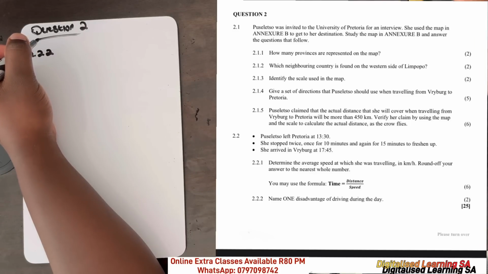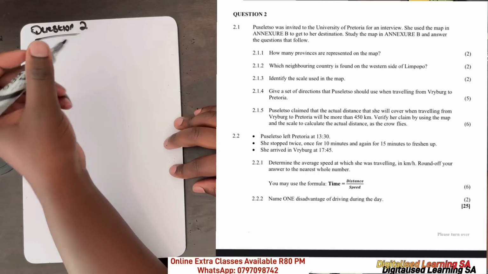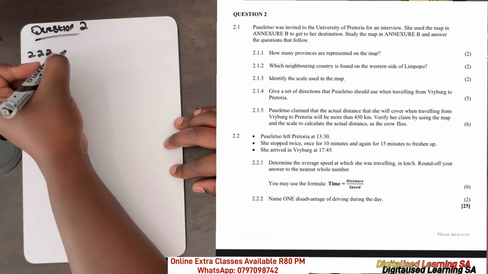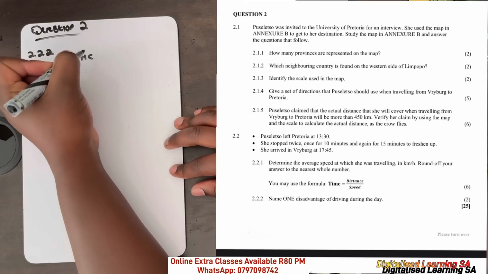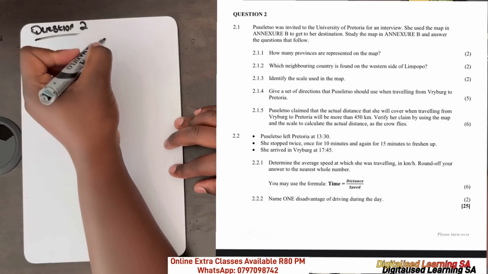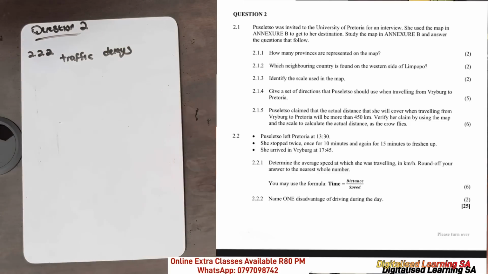So now let's move to the last question of question 2, which will be question 2.2.2. Question 2.2.2 says name one disadvantage of driving during the day. So during the day, most people are driving, so there are likely to be more cars on the road. So a disadvantage would be traffic delays. If more cars are on the road, it causes traffic, so there can be traffic delays. And that brings us to the end of question 2.